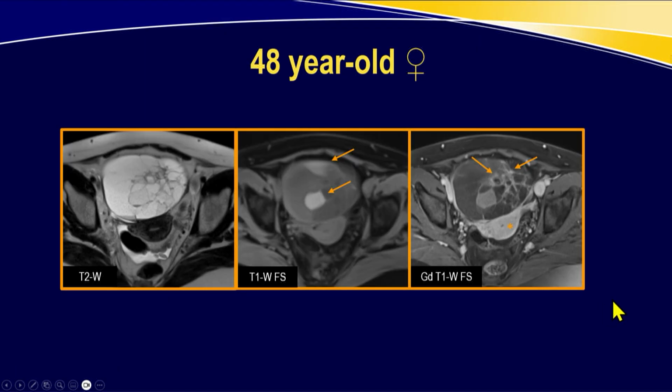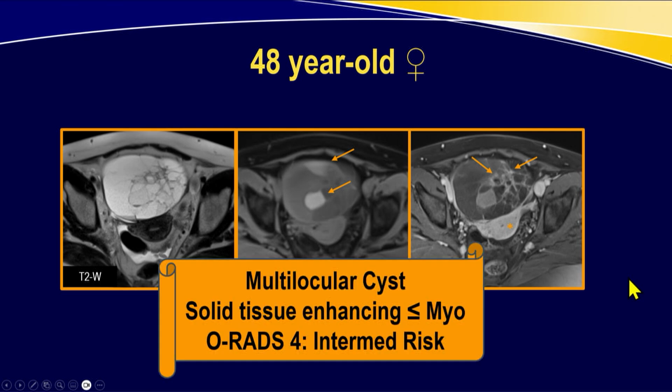This is a 48-year-old female, again, a multilocular lesion. That shouldn't freak you out. It's okay to have locules of different signal intensities, but you have to look at the post-contrast imaging where it is complicated by these thick, irregular nodular septations, and that is more worrisome.